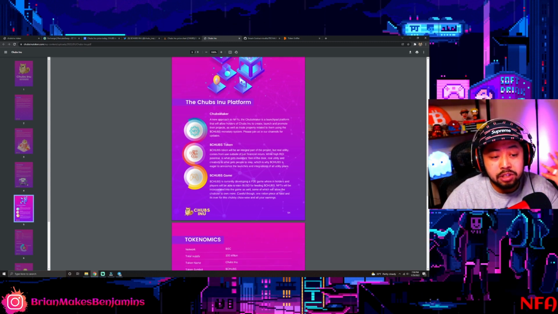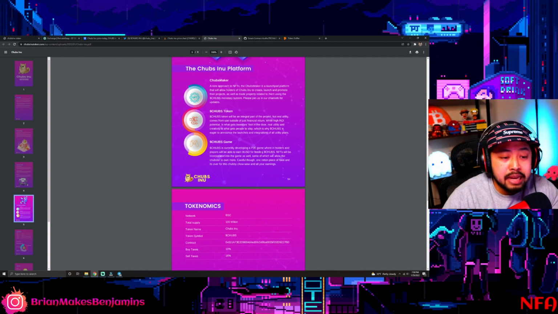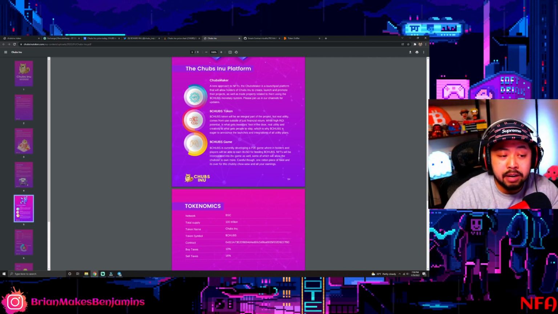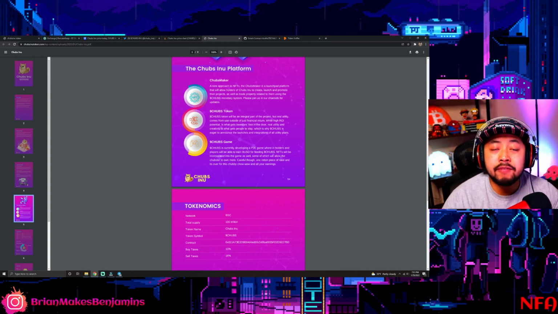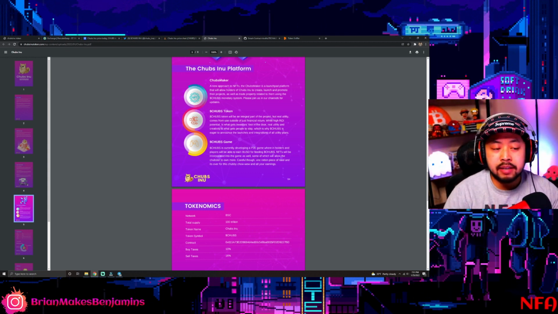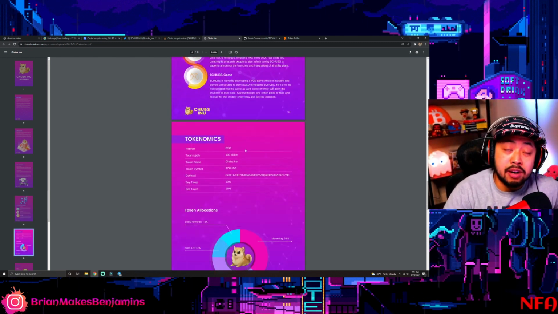And then of course there's the Chubbs token, and then they want to have the Chubbs game. They want to have a play to earn game where holders and players will be able to earn BUSD for feeding Chubbs. And the NFTs that they're creating will be incorporated into the game as well. And here are the tokenomics, and it's a BSC coin, which we talked about already.